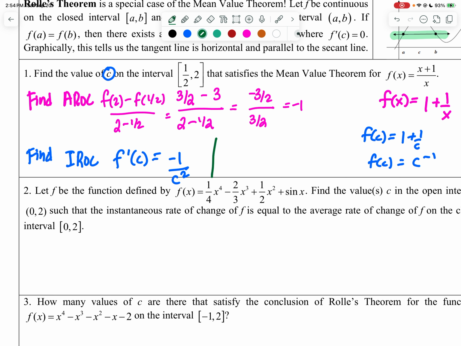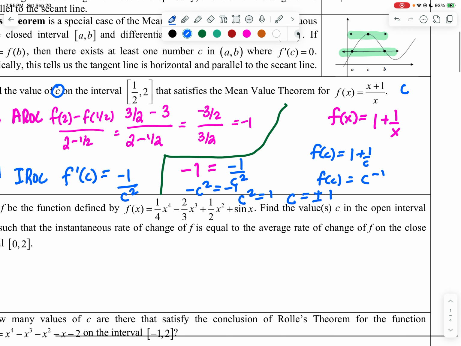So now what we're going to do is go ahead and set the average rate of change equal to my instantaneous rate of change, and then solve for c. We'll get negative 1 over c squared is equal to negative 1, c squared is equal to 1, c is equal to plus or minus 1. Now, on the interval 1/2 to 2, you'll see that only 1 will work, positive 1. Negative 1 will not, because it does not fall in my interval.